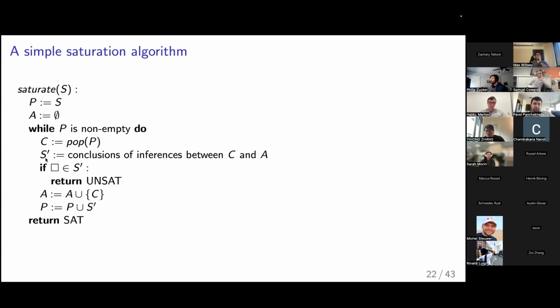We get some clauses by doing this, and we look at these clauses, and if the empty clause is in the clause set, so we use this square notation for the empty clause, then we have established that the clause set is unsatisfiable, so we can return unsat. Otherwise, we just put this clause C into the active set and put all the new clauses into the passive set. And when we finish executing this loop, and we haven't found the empty clause, and provided that our inference system is refutationally complete, then we can return satisfiable.